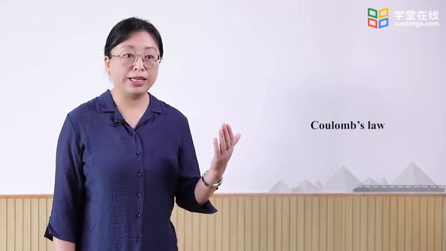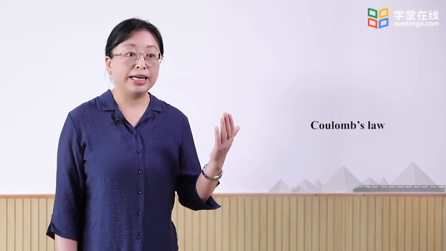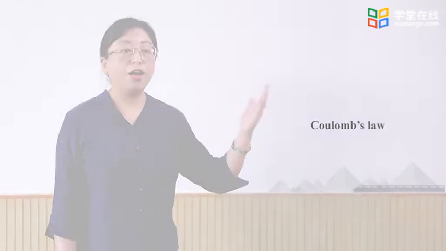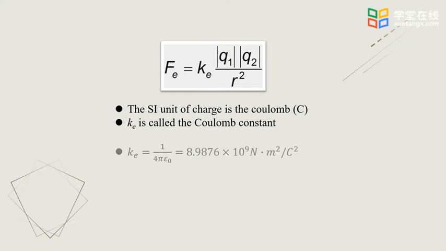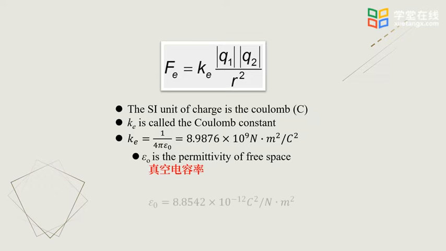Based on Coulomb's experiments, we can generalize the properties of the electrostatic force between two stationary charged particles. The magnitude and the direction of the electrostatic force between two point charges is given by Coulomb's law. Firstly, let's examine the magnitude as expressed by this equation. The magnitude of the force is proportional to the product of the charges Q1 and Q2, and inversely proportional to the square of the distance between the two charges. Here, epsilon 0 is called the permittivity of free space.